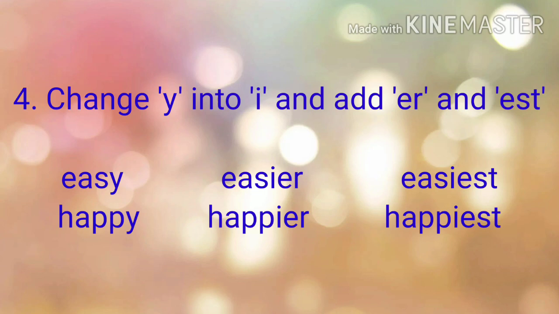When the positive degree ends with the letter Y, we cut the Y to make it comparative. First we cut the Y and add I, and as usual "er" for the comparative degree and "est" for the superlative degree. Like easy, easier, easiest.